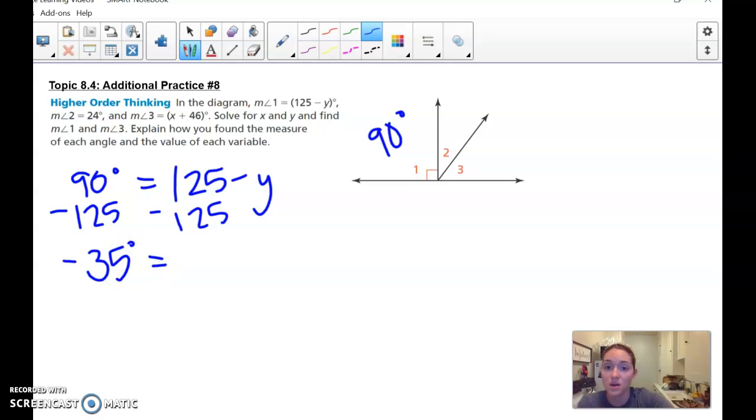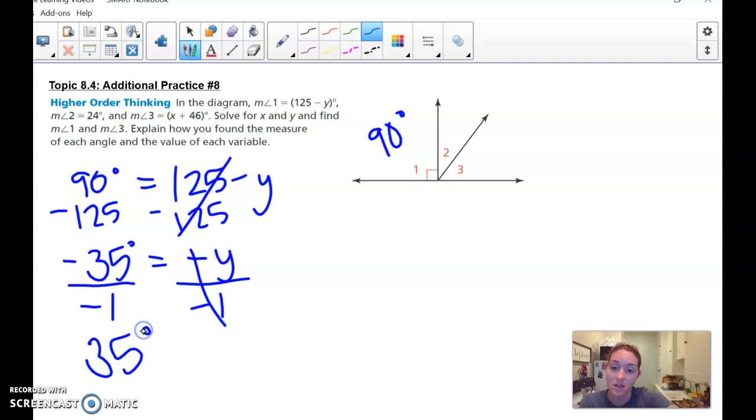And that's going to be equal to negative y. You want to make sure that negative stays in there too. All right, and in order to get y by itself, because it's still being multiplied by negative 1, I need to divide by negative 1 on both sides. Now the negatives cancel out, and I get that a positive 35 degrees is equal to y, because when a negative is divided by a negative, it turns into a positive.